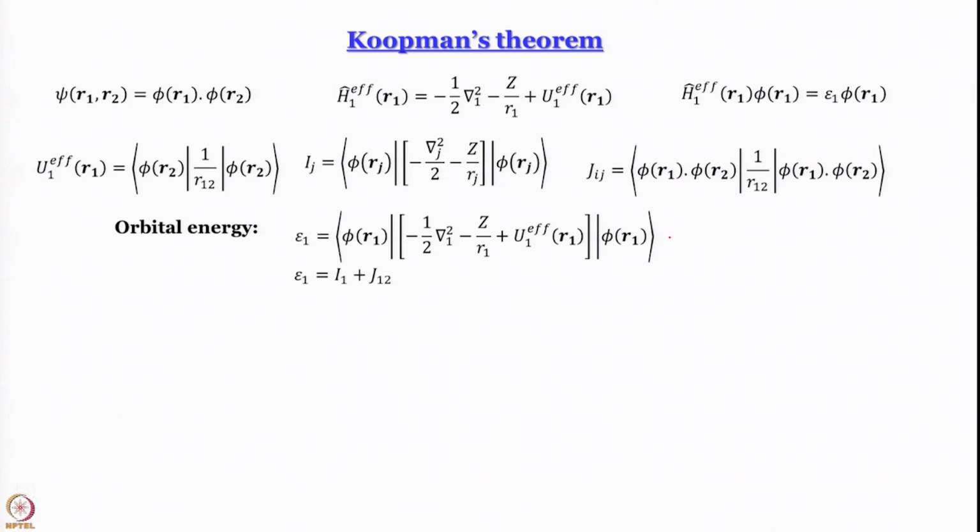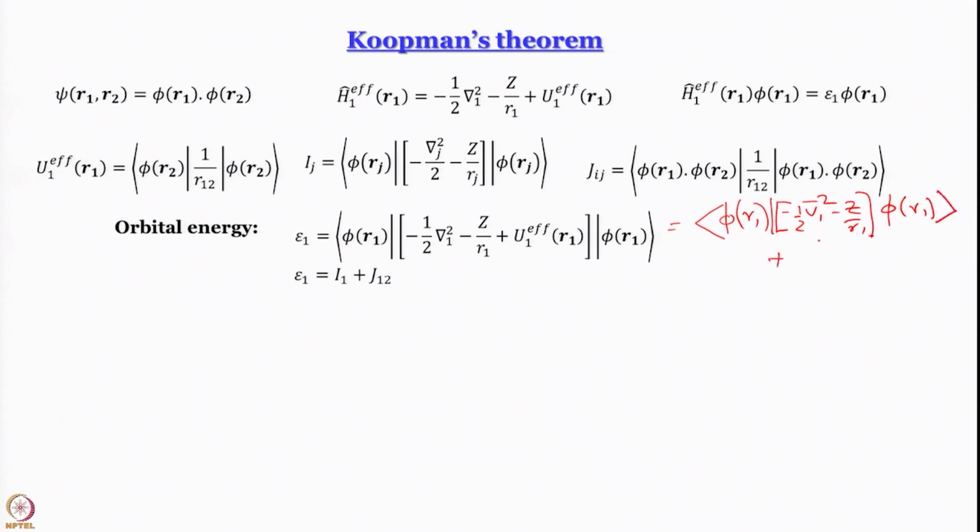So, this becomes integral phi of r1 star. Please do not forget that when you write a wave function in the bra vector, you are writing its complex conjugate. It is minus half del 1 square minus Z by r1. So, this is a Hamiltonian that you would get for a one electron system, pretending as if there is no other electron, that operates on phi of r1. That is my first integral.